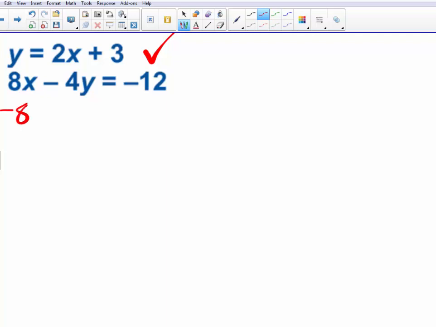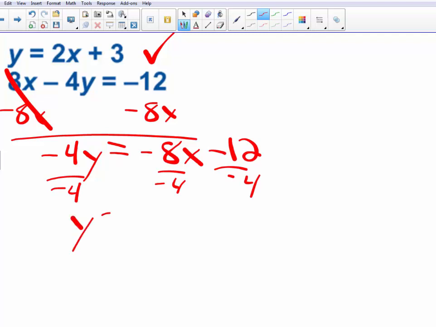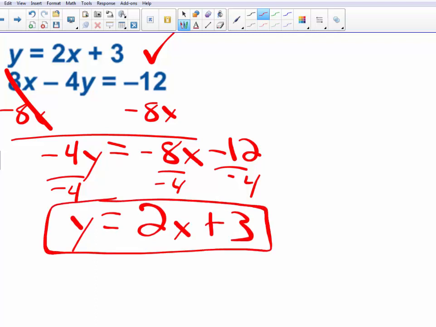So let's move the 8x. Left with negative 4y equals negative 8x. We're going to put that in front. And it's not plus 12, it's minus 12. Okay, divide both sides by negative 4. You get y equals 2x plus 3. And if you notice, this is the exact same equation as that. So when you go to graph it, the lines are going to lie on top of each other.